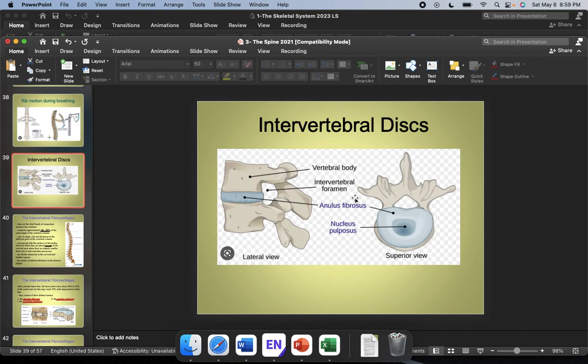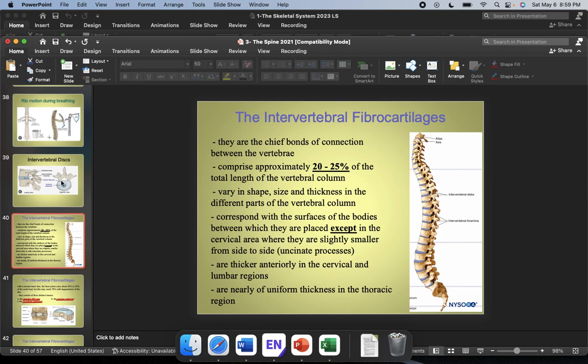This short video is going to be covering the topic of intervertebral discs. The intervertebral discs, or fibrocartilages, are found in between each vertebrae throughout the spinal column, as you can see in this image here, with the exception of between the atlas and the axis. You also won't find them between the sacrum and the coccyx.